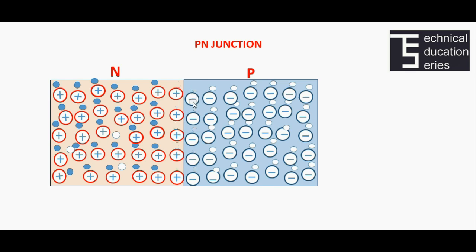Now, a row of positive ions is formed near the junction in the N region and a row of negative ions in the P region near the junction. Here, a narrow region of fixed positive charges is formed in the N region and a narrow region of fixed negative charges is formed in the P region. And this region is called the space charge region or depletion region.